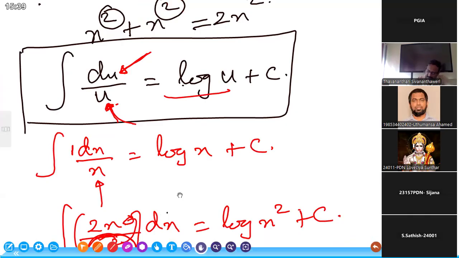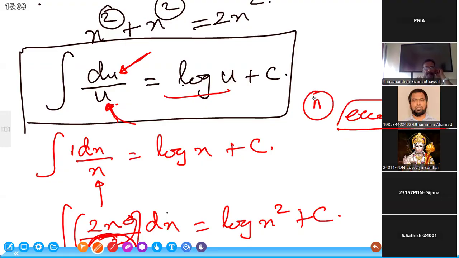Right. Earlier, could you remember when we applied the rule? I said n can take any value except -1. All right, so why except -1?